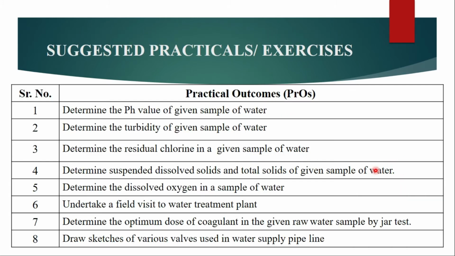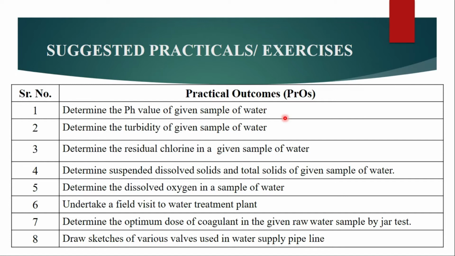Now let's discuss the practicals. In total we have 16 practicals in the scheme, out of which 12 practicals are compulsory. So this is the list of practicals. First practical is determine the pH value of given sample of water. This practical gives the idea about pH value, whether it is acidic, alkaline or neutral. From this we can decide the treatment of water required.